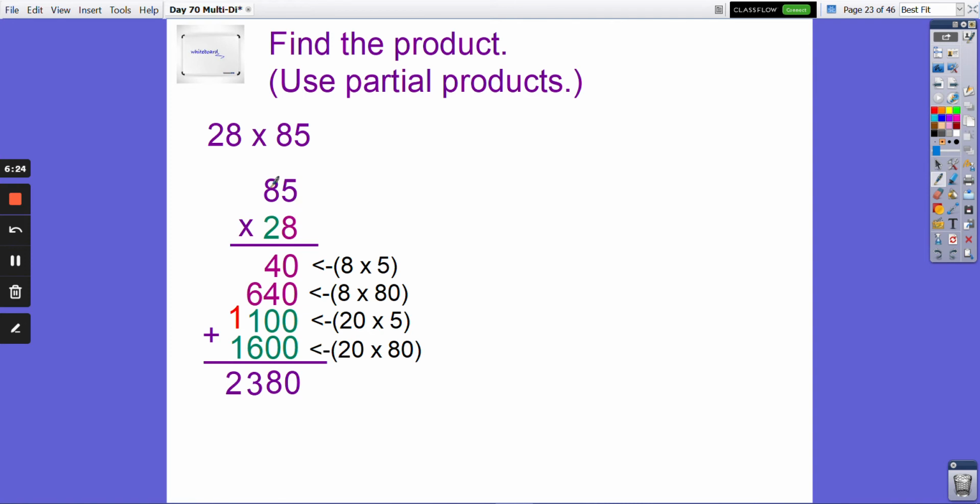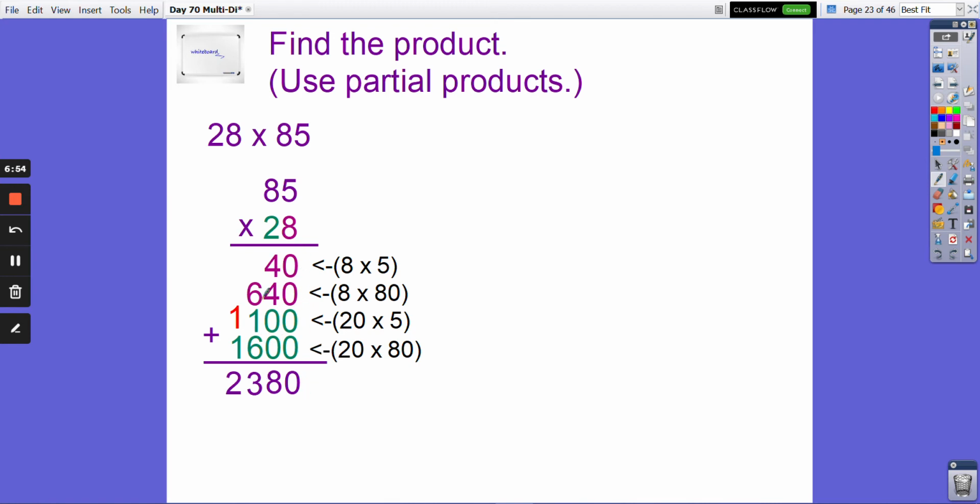8 times 80, let's see, 8 times 8 is 64, but 8 times 80 is 640. 2 times 5, well, that's 10, but this is actually worth 20. So 20 times 5, that's 100. And 2 times 8, that's 16, but this is actually worth 20, and this is worth 80. So 16, oh, I have 2 zeros in my factors, so I'm going to have 2 zeros in my partial product here. Add those down, zeros.